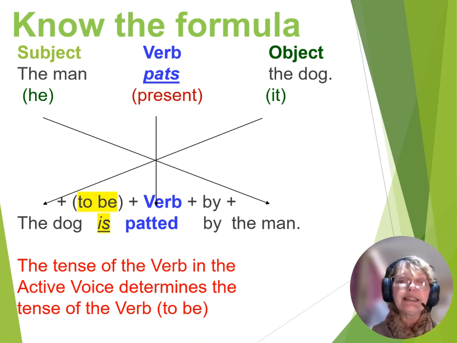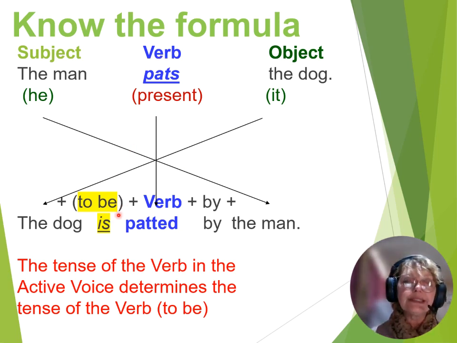The tense of the verb in the active voice, it's present tense. What does it do? It will determine the tense of the verb to be. So this is pats, it's present, so it says is. If it was patted, it would be was. So remember that this tense that's used here will be the main determiner of the verb to be, as well as the correct form of the verb that is used. Make sure that you know these rules.